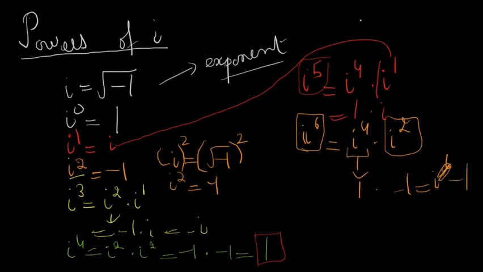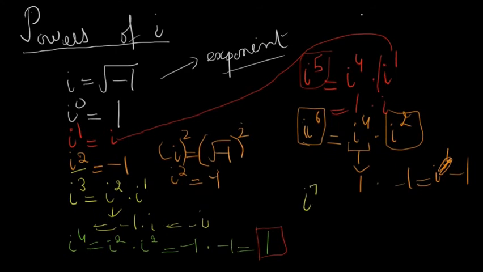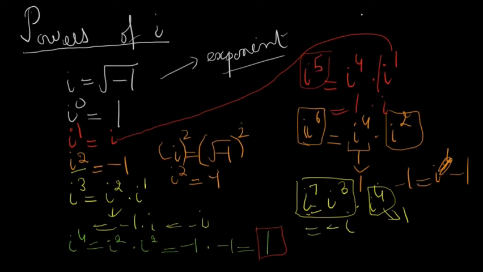Let's move on to i to the 7th, which can be written as the product of i to the 3rd times i to the 4th. And i to the 4th is just going to be a 1. And so it's quite evident that i to the 7th is the same as i to the 3rd, which is a -i, as seen from here.